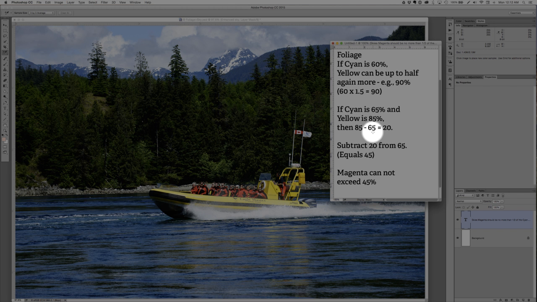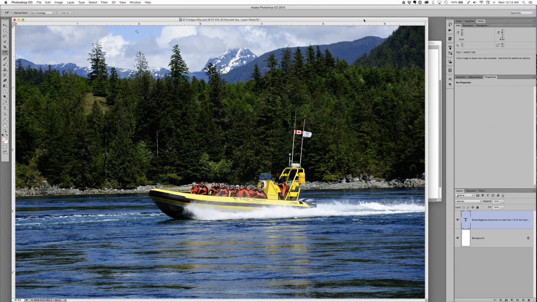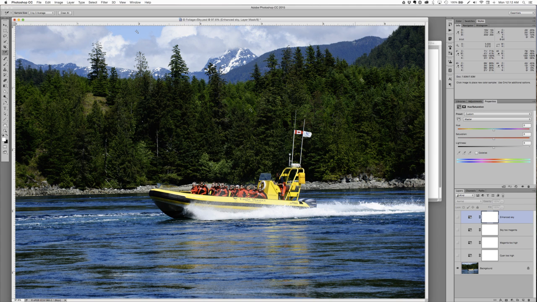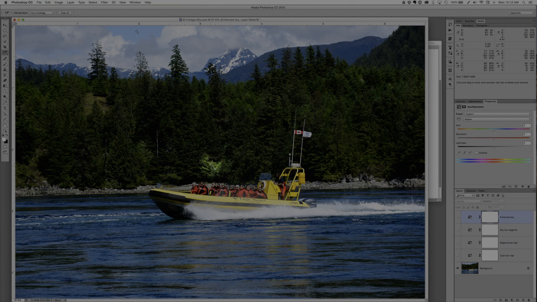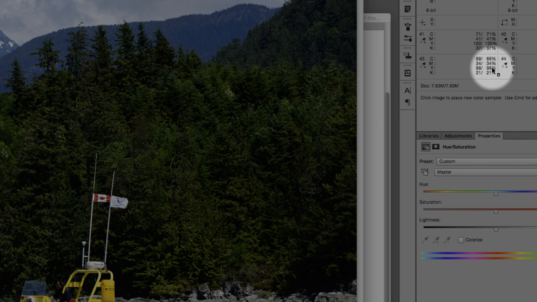So, 85 minus 65 equals 20. If I take that 65% value for the cyan and subtract 20, I get 45. This gives me the value for magenta. The magenta cannot exceed 45%. So let's take a look at our example here, and I'll read sampler number 3 down here, and we've got that readout right here.